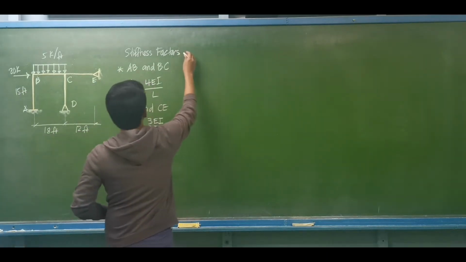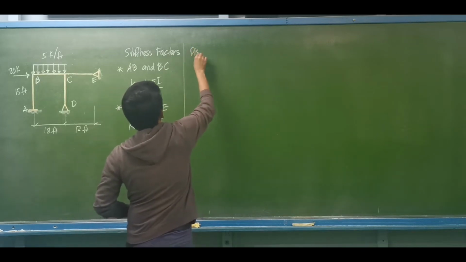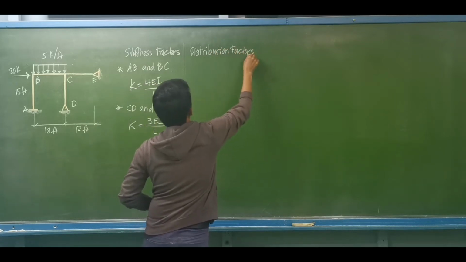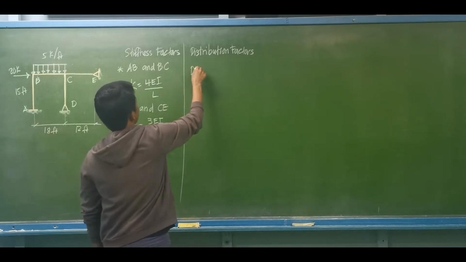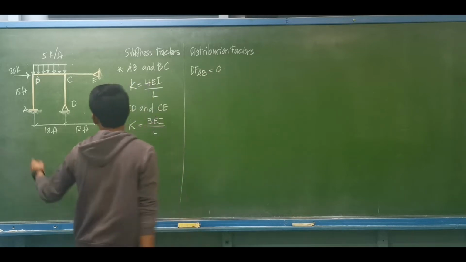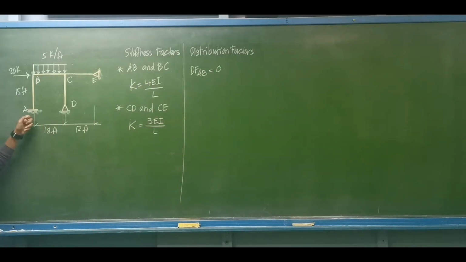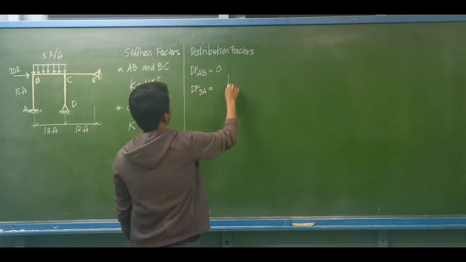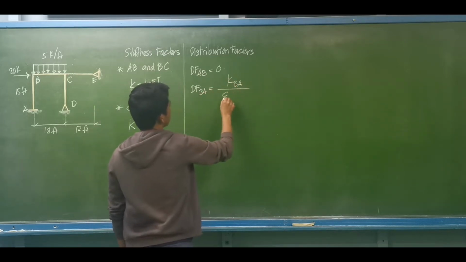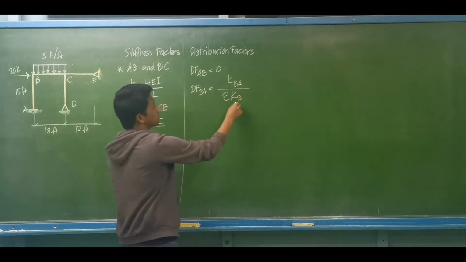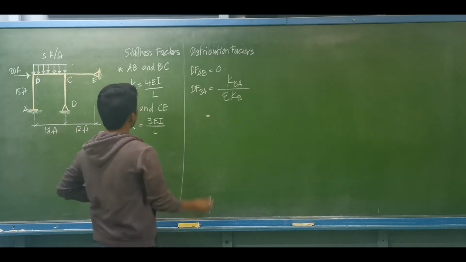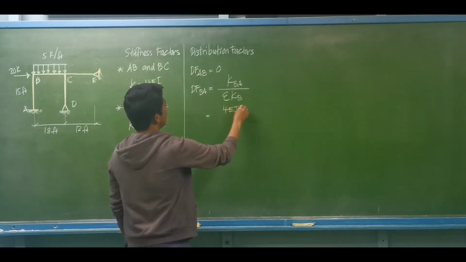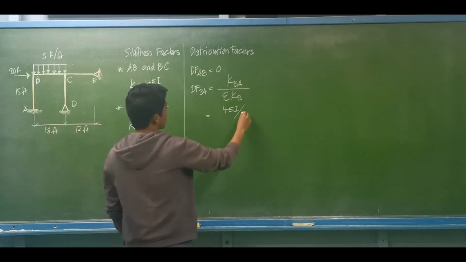For the distribution factors, we have the distribution factor for member AB equal to 0, since that is a fixed support at point A. Then the distribution factor for member BA is equal to the stiffness factor for member BA divided by the summation of all stiffness factors at the joint. At joint B, the stiffness factor for member BA, the same as AB, is 4EI divided by the length of BA, which is 15 feet.